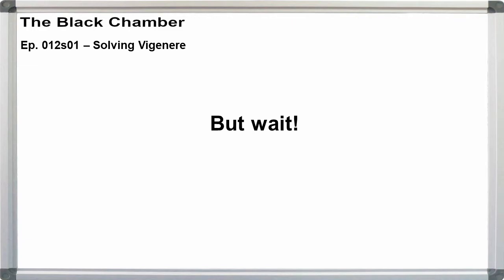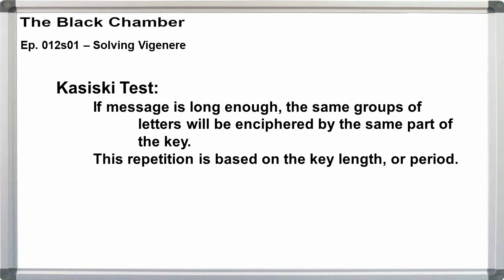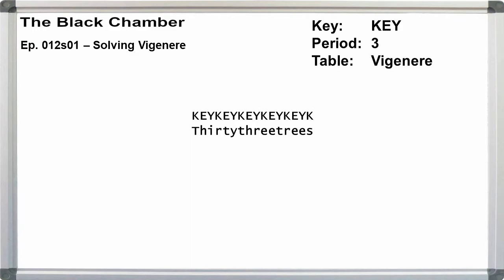Before we do that though, let's also look at the third method, the Kasiski test. The idea here is that with a long enough message, certain combinations of letters, pairs, or triplets will be enciphered with the same letters of the key because they match up with the cipher period. For example, using a key of key and the message 33 trees, we get the following cipher.